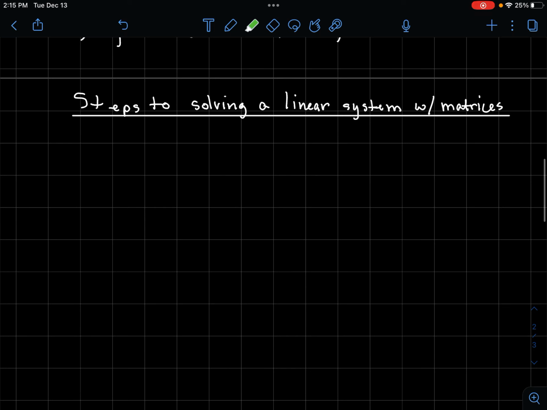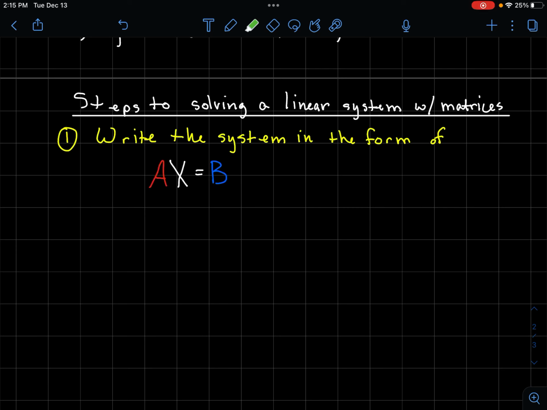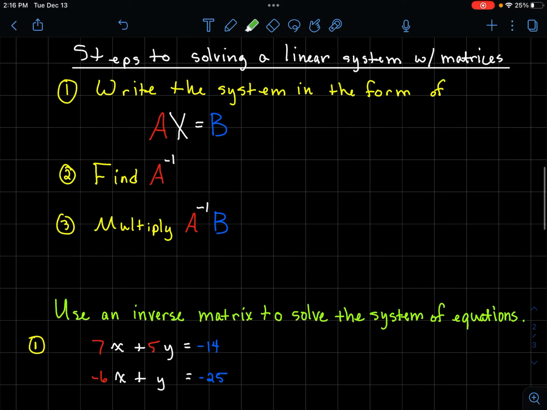So let's go ahead and look at some steps of how we can solve a linear system with matrices. Again, we're just talking about linear systems of two variables and two equations. Step one, we need to take our system and write it into the AX equal to B form, in matrix form. From there, we're going to find what the inverse of our matrix is. And then finally, we'll take that inverse and multiply it by our constant matrix.